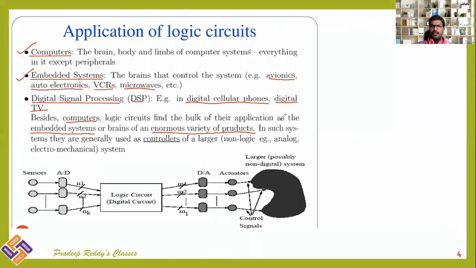lockers. We will have one keypad. If you press the keys, then only the lock will be opened. Likewise, in banks, we will be provided with digital lockers. There will be one key provided over there. And similarly, there will be many such electronic devices where we will be using embedded systems. Those all embedded systems are made by logic gates.